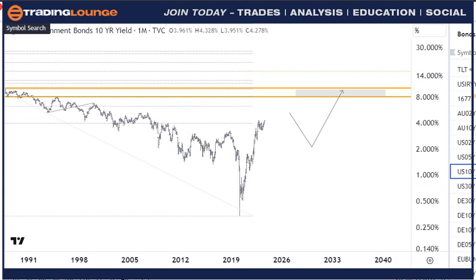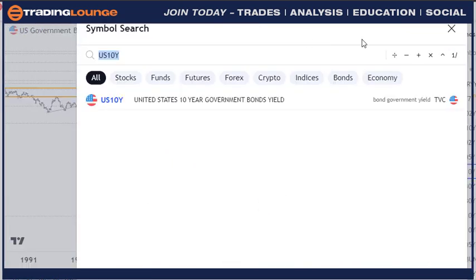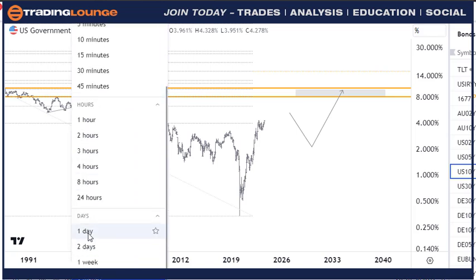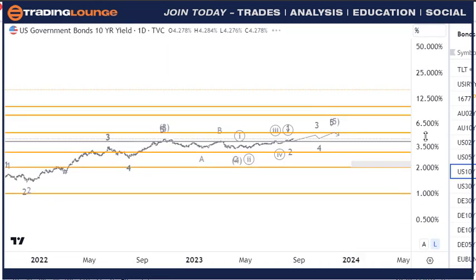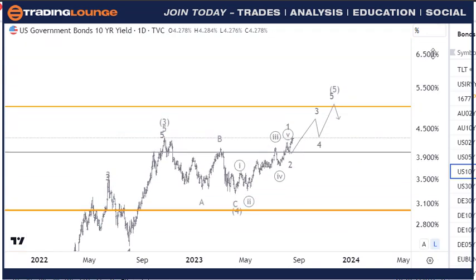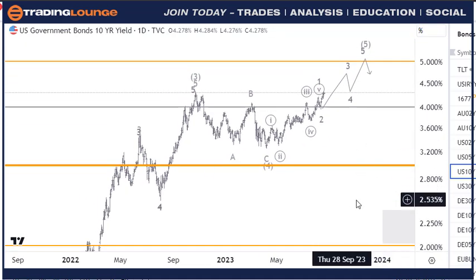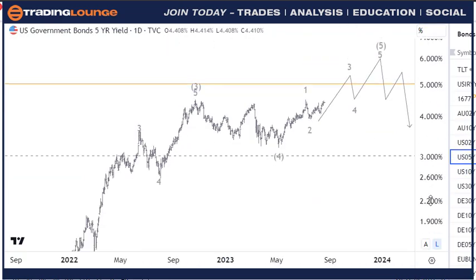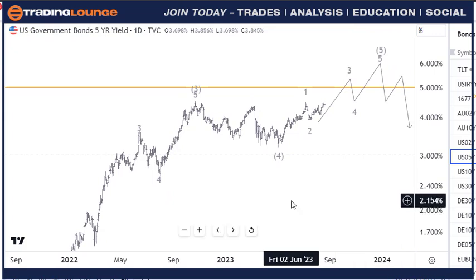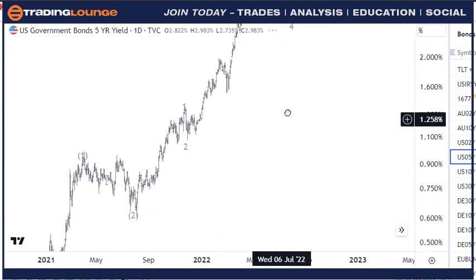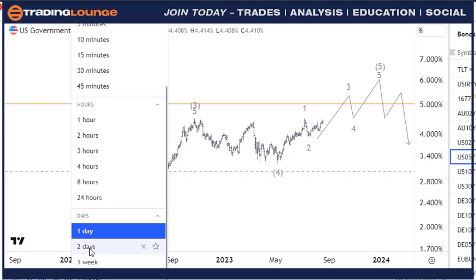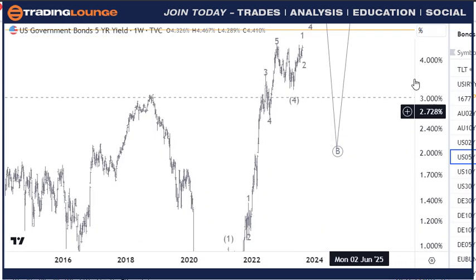So the other interesting thing here, if I just come back to the daily chart here for a moment, we'll just be on the 10-year yields. So basically, I will go back to the 5 here just because I want you to understand this a little bit. So we've got these 5 waves up here: 1, 2, 3, 4, 5, and I'll just come back to the weekly for that, just to simplify things a little bit.